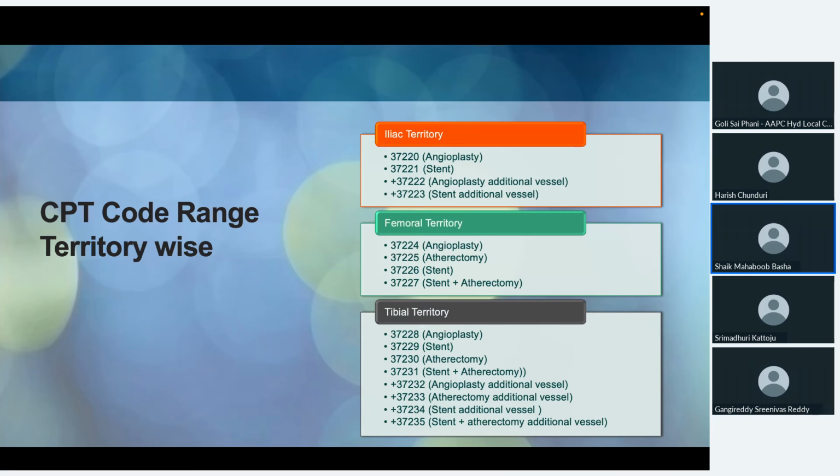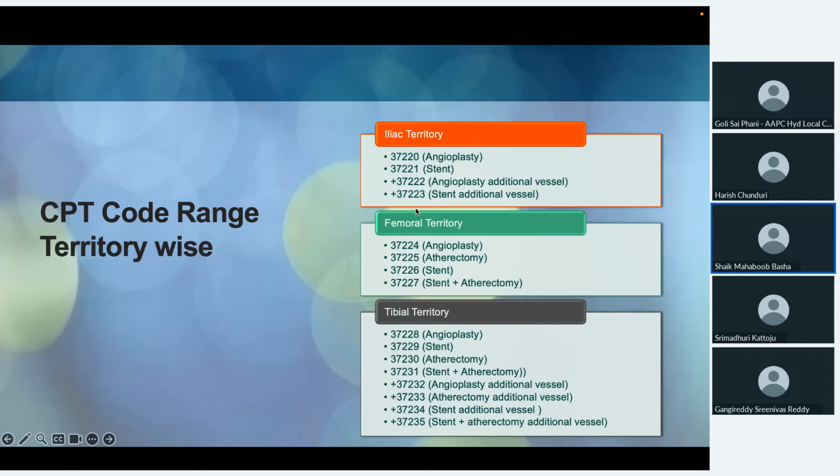If you see code 0238T, yes, this code is applicable for iliac atherectomy, and we do not have any add-on code for that. How many arteries do we have in the iliac territory? Three. If they do 3 atherectomies in 3 iliac arteries, you can code the same code 3 times. Each vessel will be coded based on the number of vessels. There is no add-on code for 0238T.